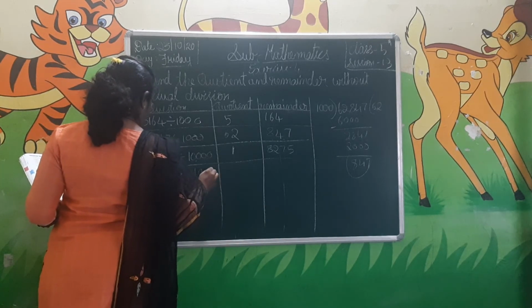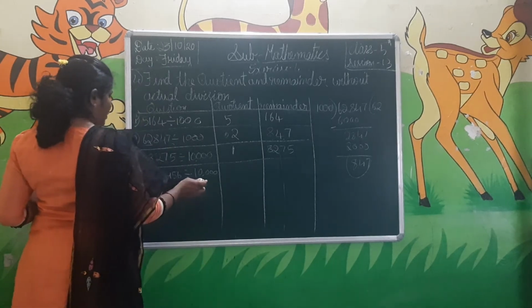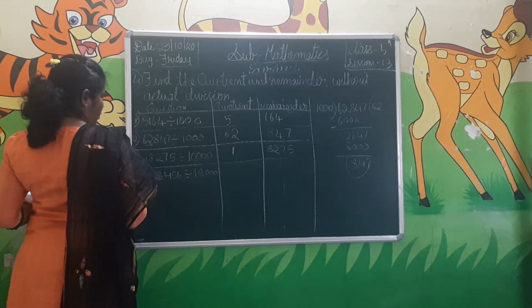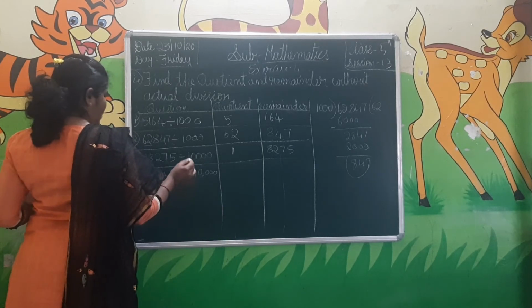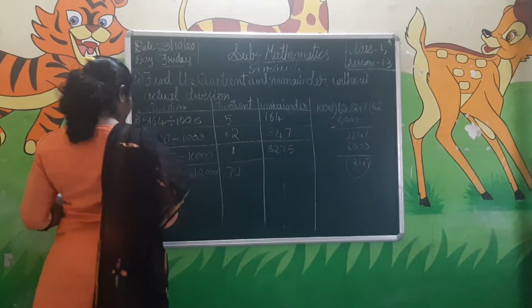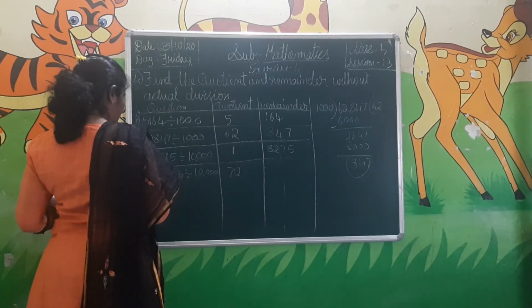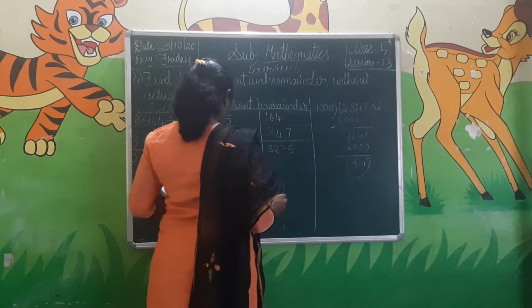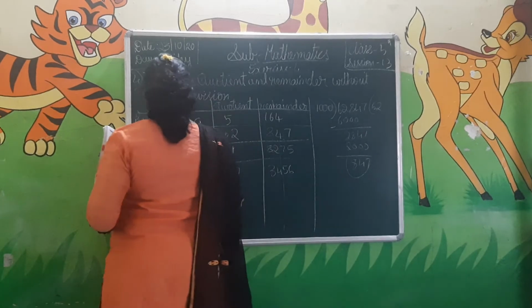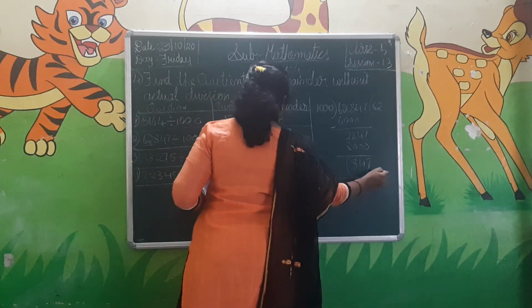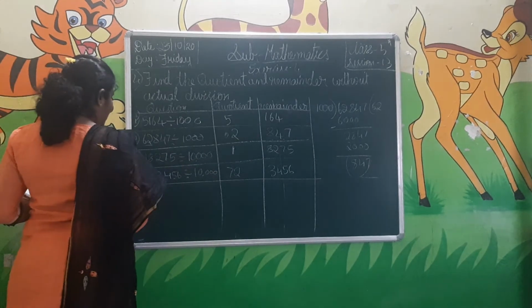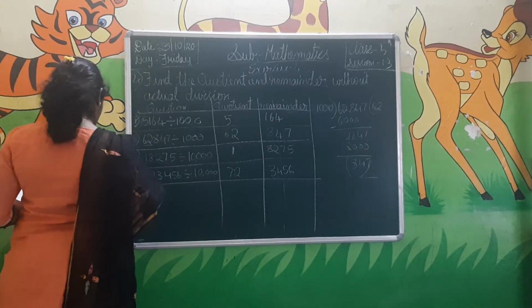7,23,456 divided by 10,000 itself. Okay, here we have a 5 digit number, 1, 2, 3, 4, 5. Okay, 72 will be the quotient, and what are the remaining 4 digits? 3,456. Sorry, not quotient. 72 will be the quotient, and the remaining all is what? A remainder.